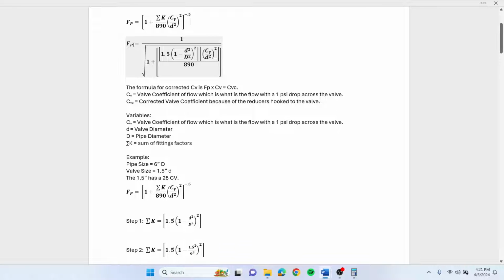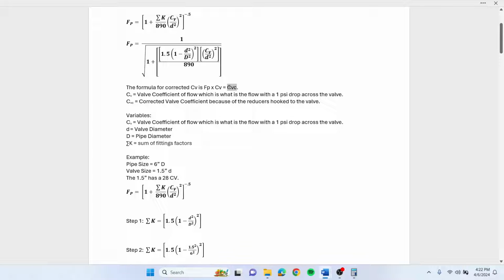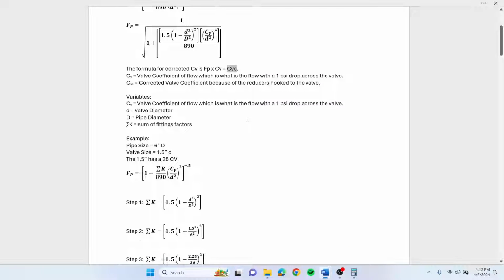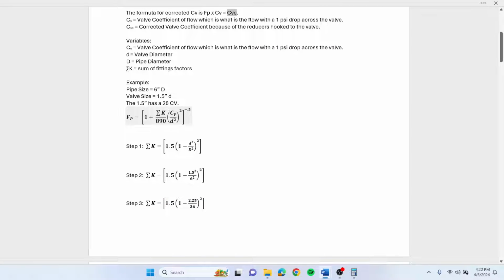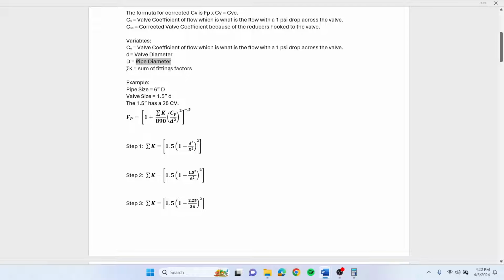So once you figure out what your FP is, you take that times your CV of the valve, so the original valve rating, and you end up with this Cvc, which is the corrected valve coefficient. So we'll use that first formula up there just so you can see how it works. That sigma K, or summation K, is the sum of the fittings factor. A lowercase d is valve diameter. Anytime you see that in the formulas, an uppercase D is the pipe size diameter.